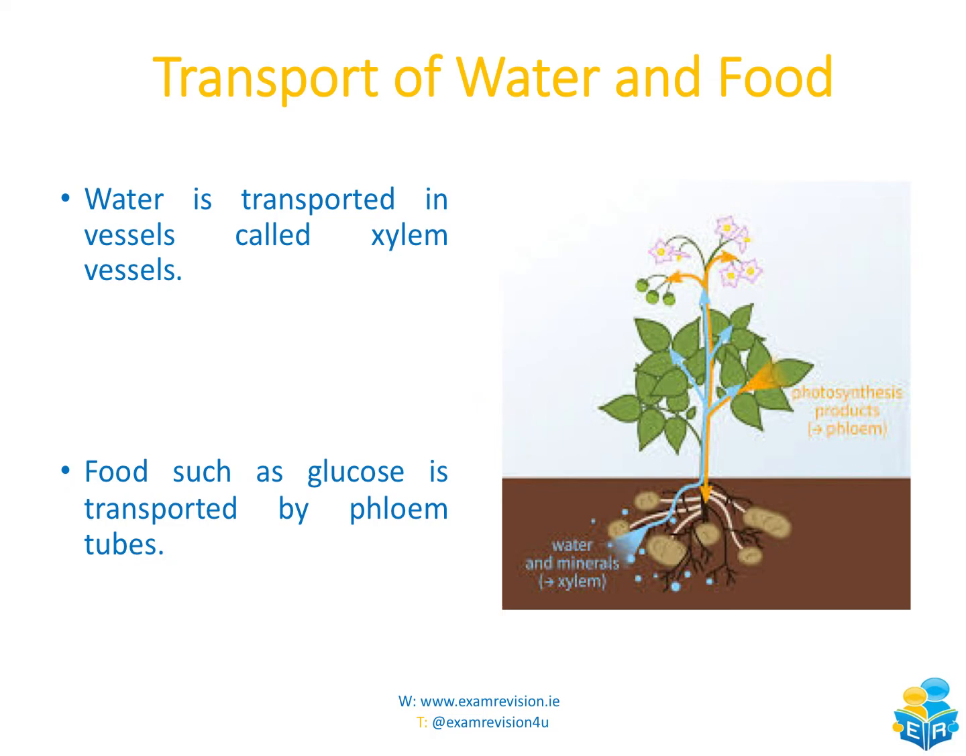So water is going to be transported in these vessels called xylem vessels, and food, such as the glucose which is produced as part of photosynthesis, is going to be transported by phloem tubes. Okay, so we have an F sound in food and we have an F sound in phloem. So water is going to be transported in xylem, food is going to be transported in phloem.